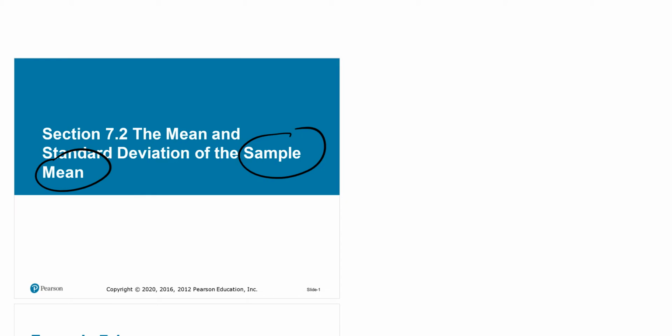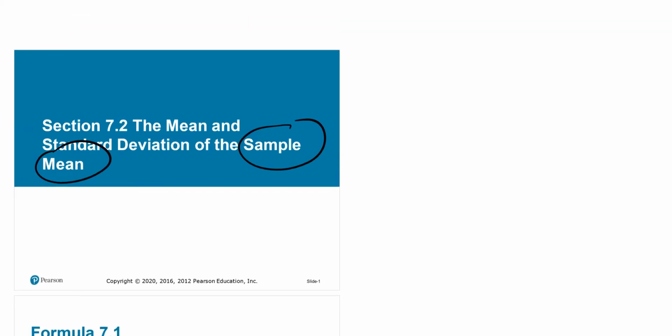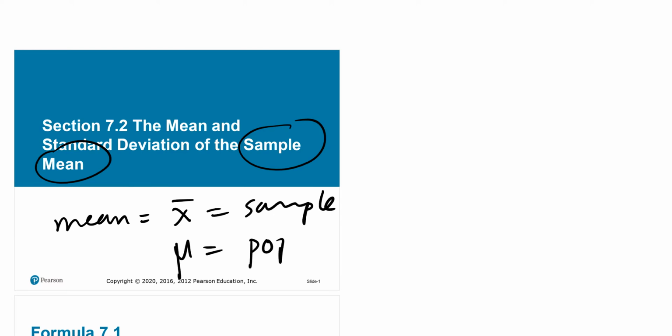Just recall again, the mean of the sample is x bar for the sample, and for the population is mu.